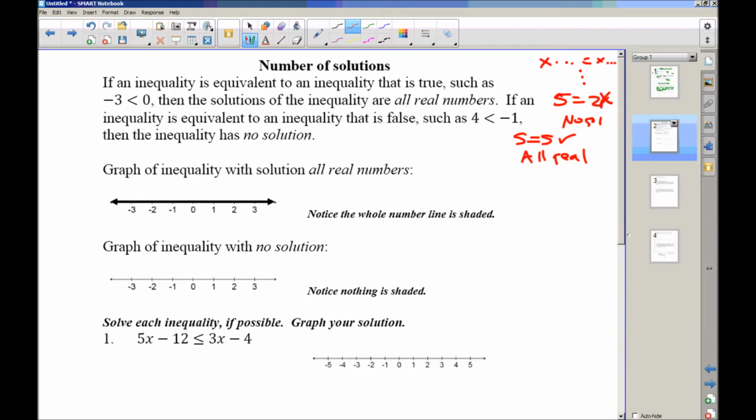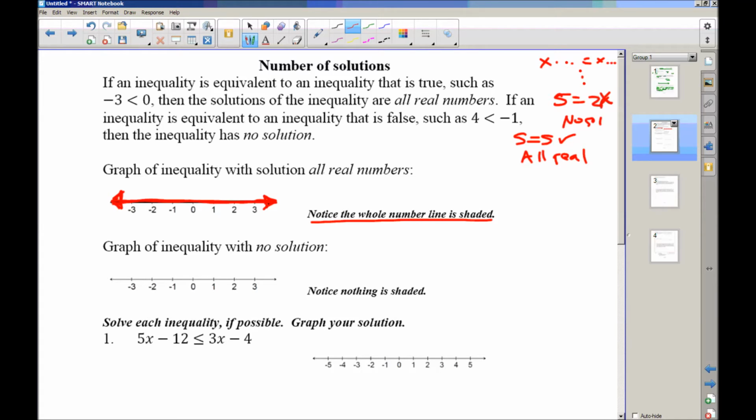Except in this case, we're looking for inequality signs instead of equals in between them. All right, so graph inequality with solution of all real numbers. In this case, notice the whole thing is shaded. It's not a really fat number line. It just says, hey, look, everything is a solution. So notice the whole number line is shaded here.